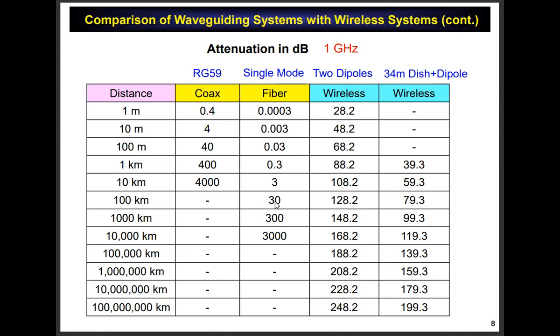It's a very high quality system. But can you go 1,000 kilometers? Probably not. Probably most receivers can't tolerate 300 dB of loss, right? So it's still going to have a limit.